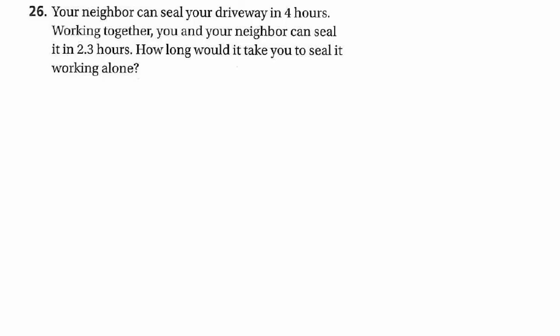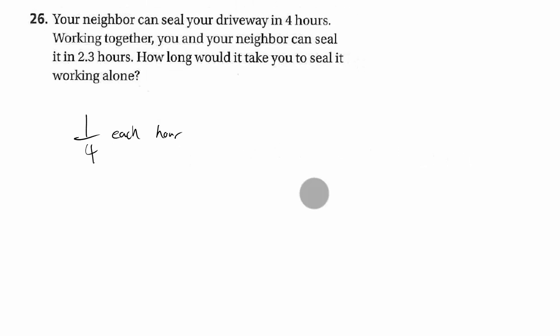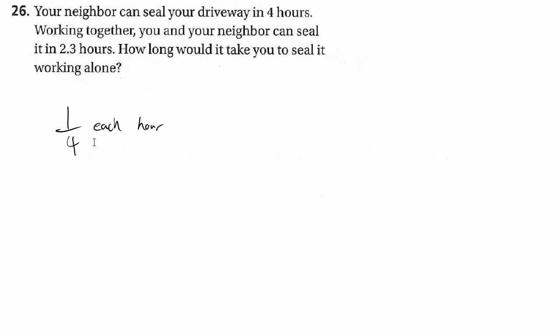For number 26, we're going to solve this first using rational expressions. Then I'm going to have a separate video where I work a lot of problems similar to this, the kind of word problems you're going to see. So we know that your neighbor can do a job in 4 hours. So the idea is they do 1/4 of that job each hour. So they completely seal 1/4 of the driveway in each hour.